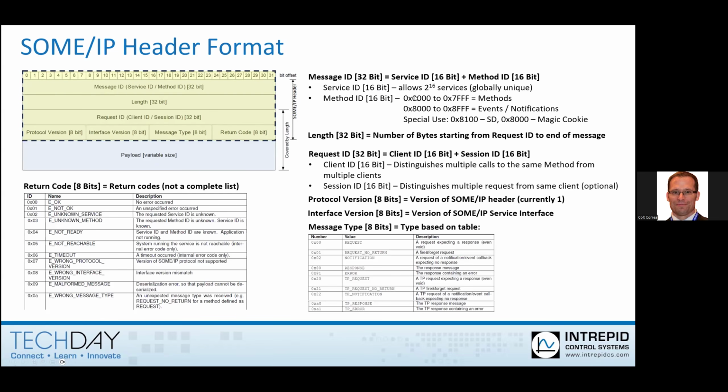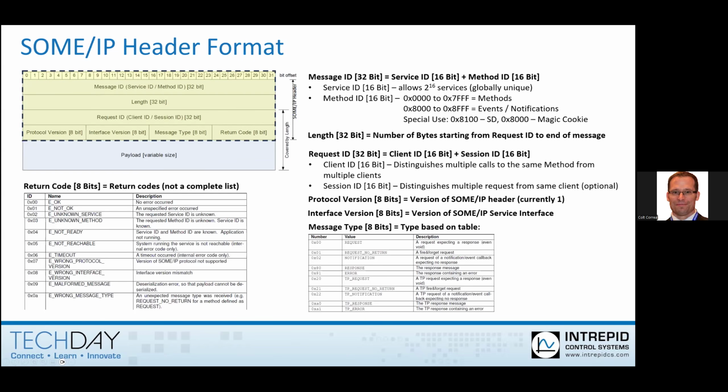All of the service IDs within a domain in a vehicle have to be globally unique. And then the method ID is 16-bit. If it's between 0 and 7FF, it means it's an actual method call. So a method call could be adjusting the mirror position, for example. And if the value is between 8000 hexadecimal and 8FFF hexadecimal, it means this communication has to do with events or notifications. It is not a method. So that you can get some information about the values here.